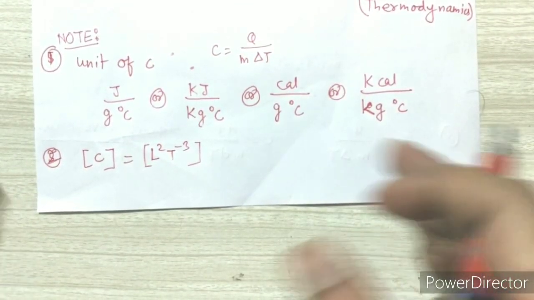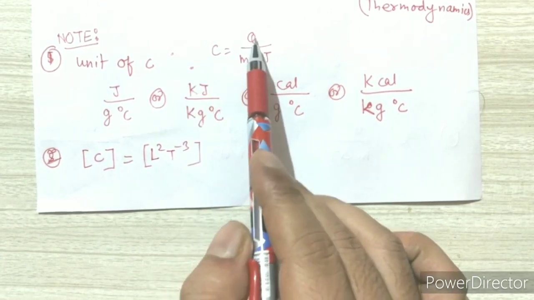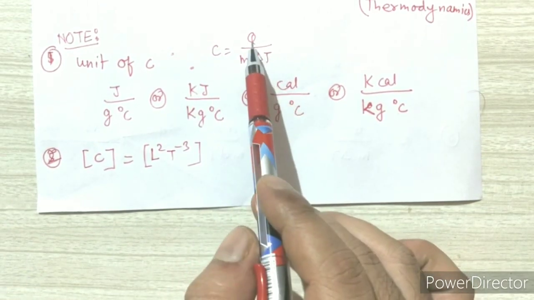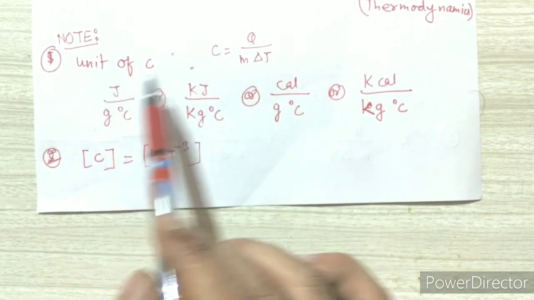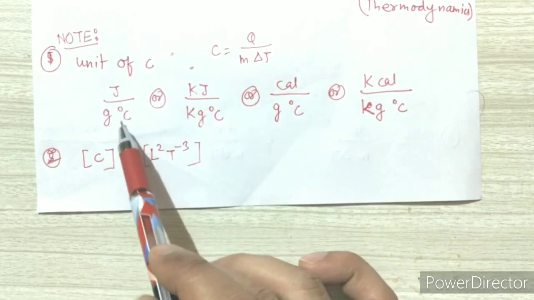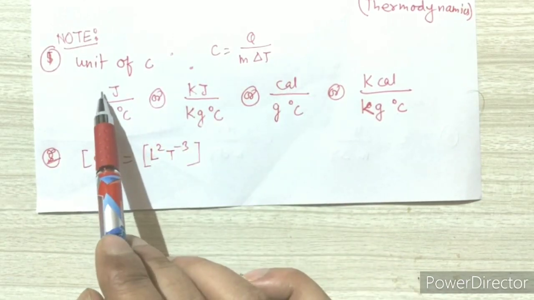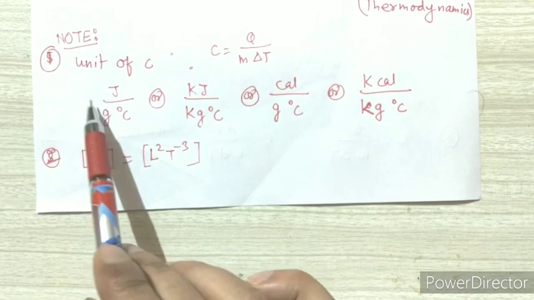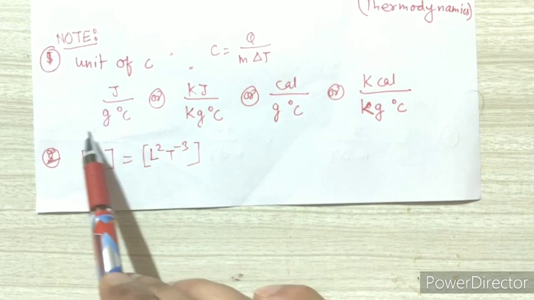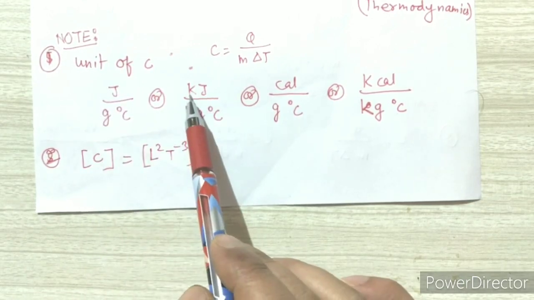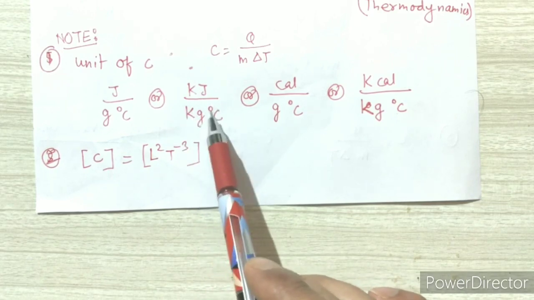Now we'll see the unit of C. C equal to Q by M into delta T. And what is Q? Q we measure in joule. So joule per gram per degree Celsius, or multiply numerator and denominator by 1000. So it will become kilojoule, and here it will become kilogram. So another unit can be kilojoule per kg per degree Celsius.